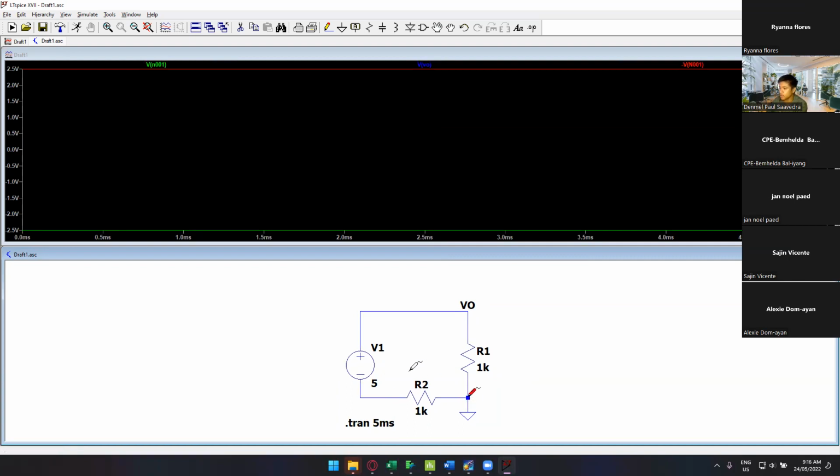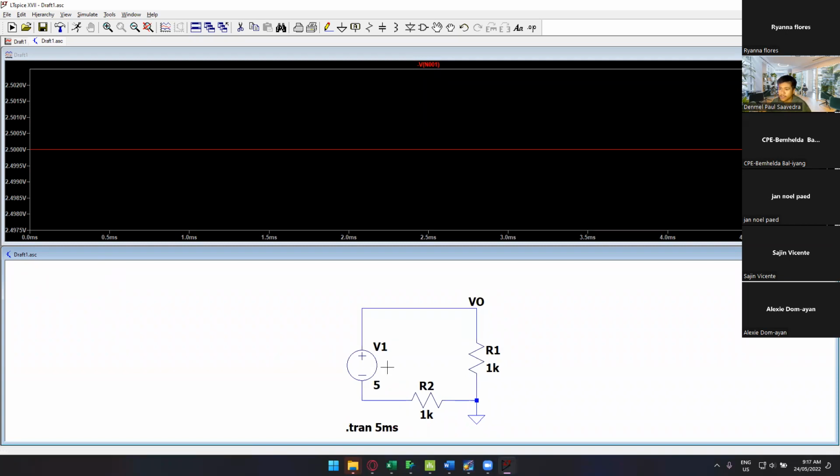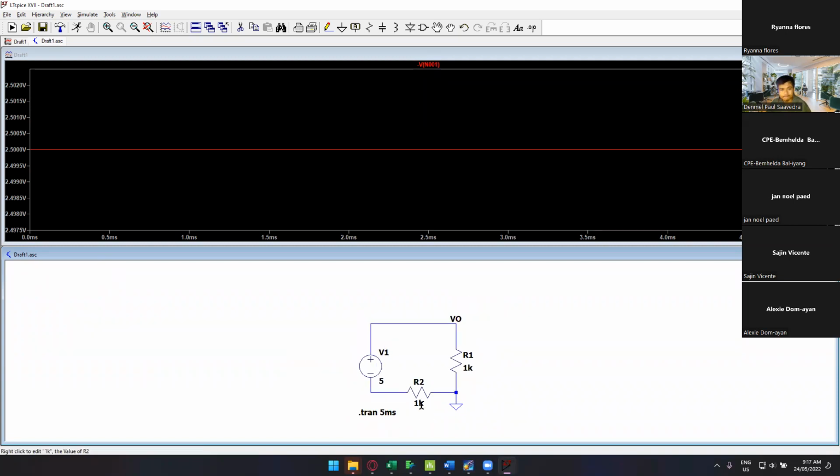Okay, so just click this one and then hold your left mouse button and point it right here where you want to measure the voltage across, from this point to this point. Then it will give you the value of the voltage across it. So are we clear so far? Any questions or clarifications?